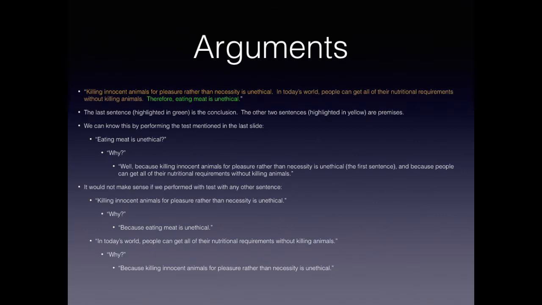And if you do that, you'll come up with something like this, that the last sentence is the conclusion, right? The therefore eating meat is unethical, whereas the other two claims, the ones in yellow, are the premises. And you could know this by performing the why test, right? Eating meat is unethical. Why? Well, because killing innocent animals for pleasure rather than necessity is unethical, which is the first sentence, and because people can gain all of their nutritional requirements without animals, which is the second sentence, right? So that why test, that chain of reasoning makes sense, right?